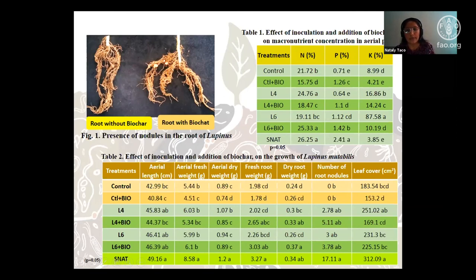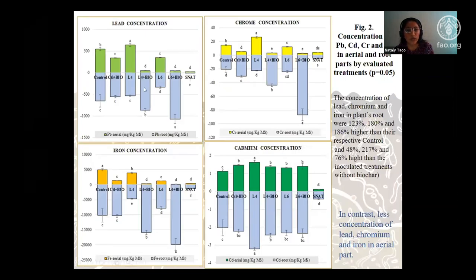And also in the concentration of metals in root and in the aerial part, it is important to see that in treatments with strains and biochar there was more concentration in the root, and consequently less concentration in the aerial part of the plants. It is similar for the metals lead, chrome, and iron.